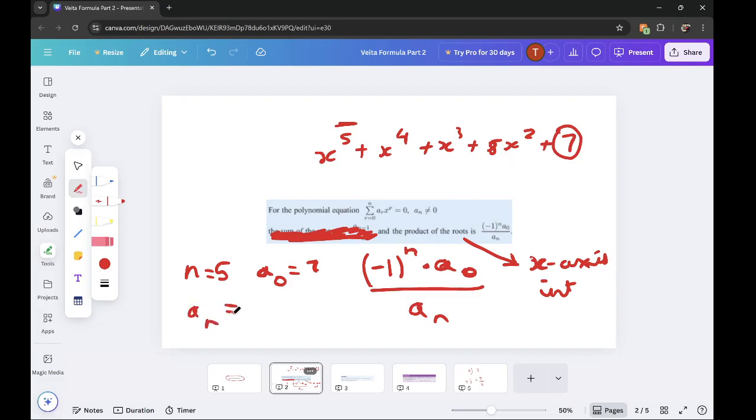Then we look at a of n, which is basically a of 5, as n is equal to 5. That just means whatever constant is accompanying x to the power of 5. In this case, it is 1, so a of 5 is 1. Then you plug all of these in: minus 1 to the power of 5, which is still a negative number. So you get negative 7 as your product.